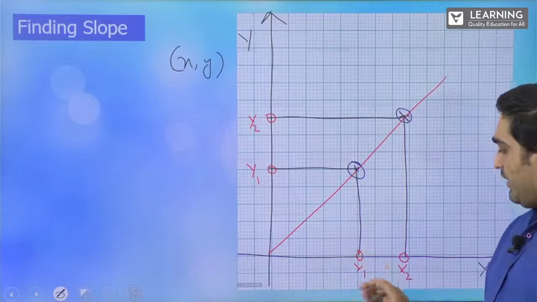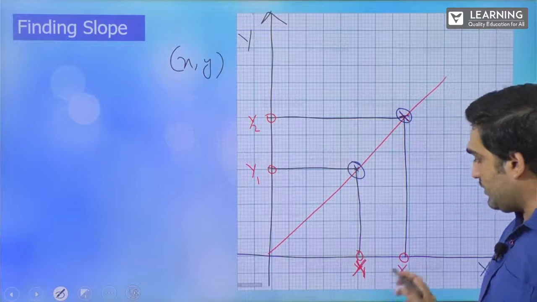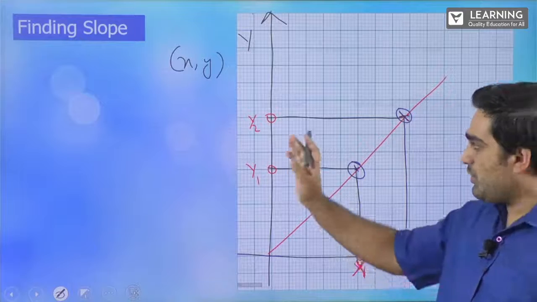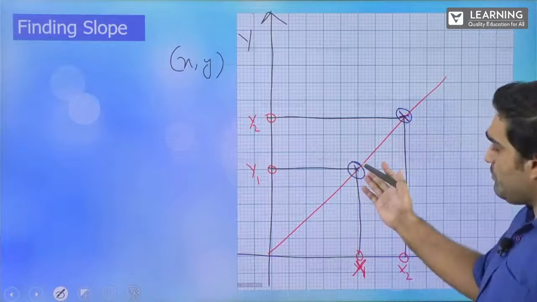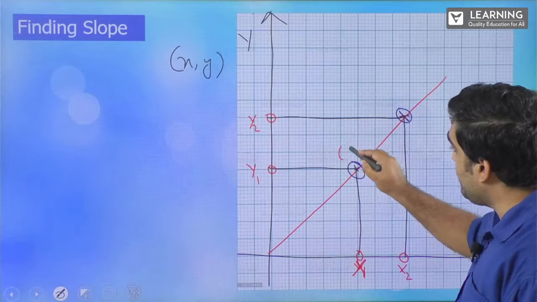So now that we have identified the points x1, x2, and y1, y2, we can also mention what the coordinates are. In this case, the coordinate is x1.